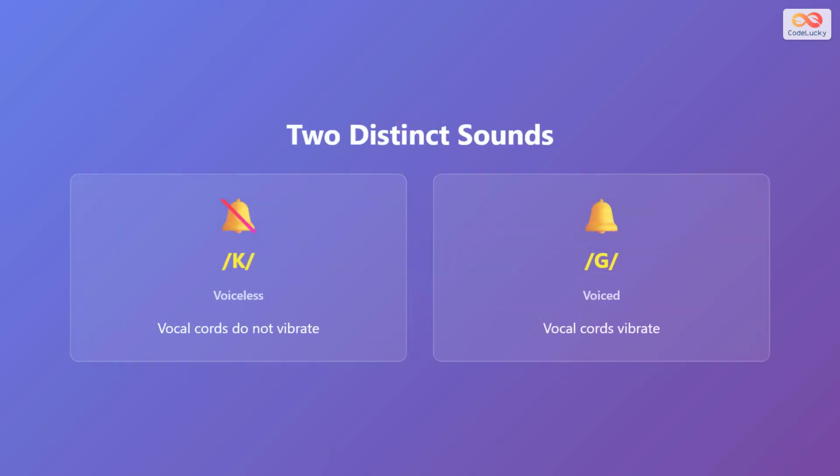The K sound is voiceless, which means your vocal cords do not vibrate when you make this sound. The G sound is voiced, which means your vocal cords vibrate when you produce this sound. This voicing difference is the main distinction between these two consonants. Let's explore what this means and how to feel this difference.